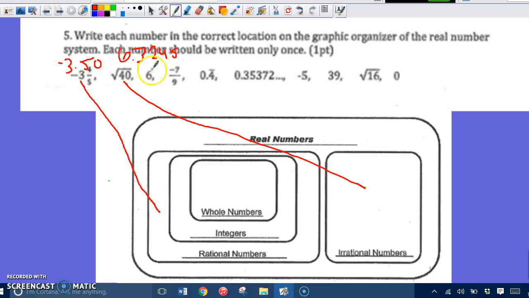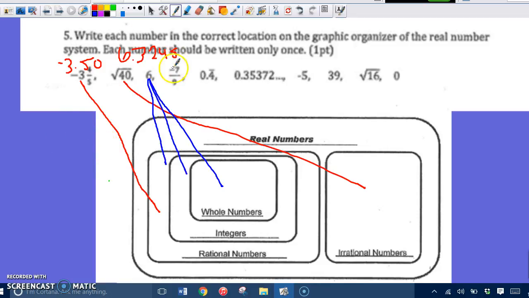Now I have the whole number 6. Change color. My whole number 6. Guess what? 6. I just said it was a whole number, right? 6 is also on our number line. 6 is also a very rational number, okay?